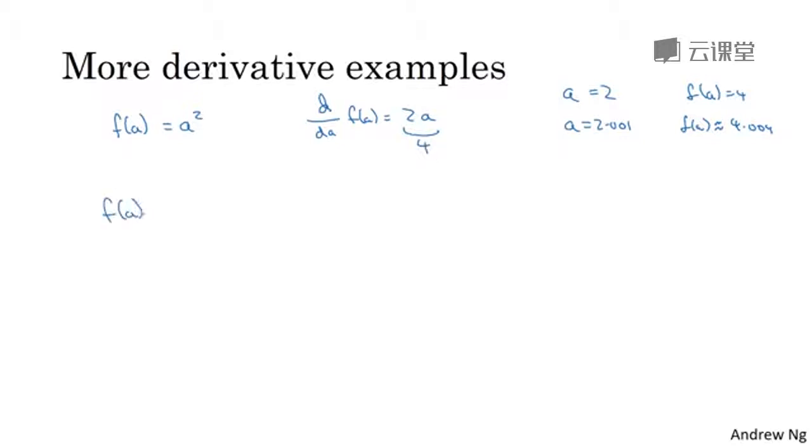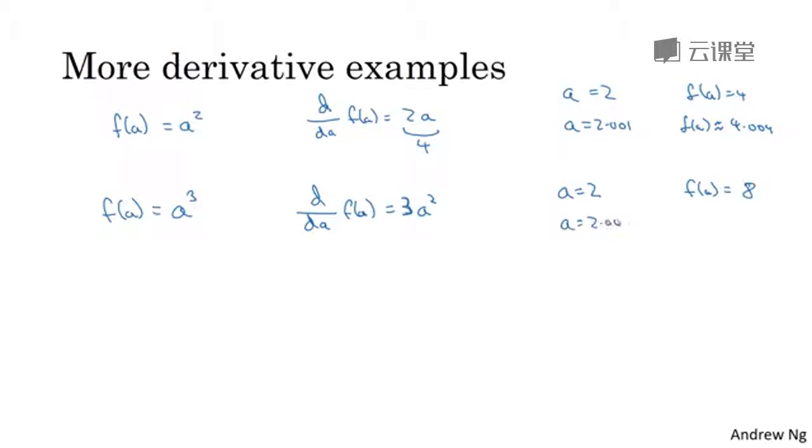Let's say instead that f of a is equal to a cubed. If you go to a calculus textbook and look up the table of formulas, you see that the slope of this function, again, the derivative of this function, is equal to 3a squared. So you can get this formula out of a calculus textbook. The way to interpret this is as follows. Let's take a equals 2 as an example again. So f of a, or a cubed, is equal to 8. Right? That's 2 to the power 3.